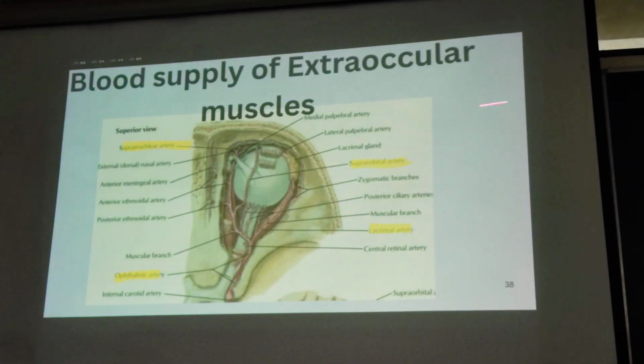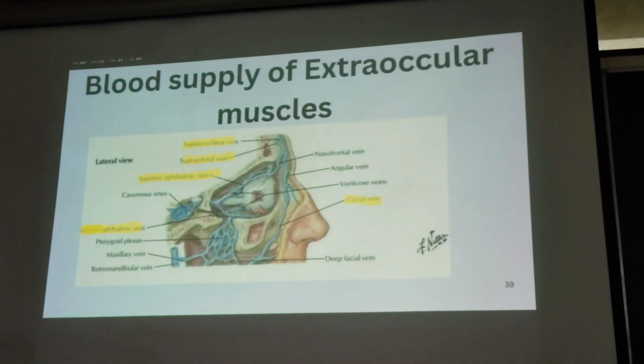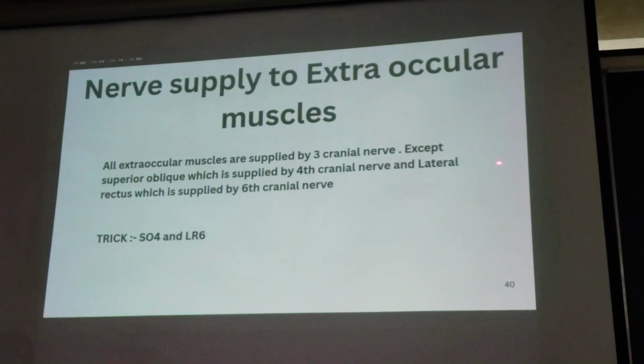The blood supply of ocular muscles: first of all, the internal carotid artery gives the ophthalmic artery, and the branches of the ophthalmic artery supply all the ocular muscles, like the supratrochlear, supraorbital, and lacrimal arteries. And the venous drainage is through the supratrochlear vein, supraorbital vein, superior ophthalmic, inferior ophthalmic, and the facial vein.